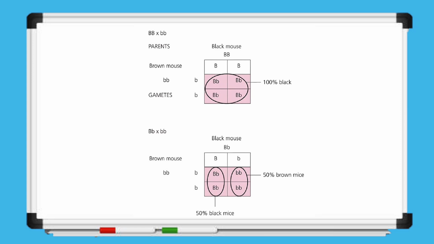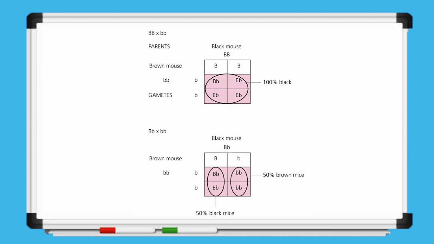In contrast, the heterozygous parent produces 2 types of gametes, one carrying the dominant allele and one carrying the recessive allele, while the brown parent produces only recessive gametes. When these combine, half of the offspring become heterozygous and show black fur, while the other half become homozygous recessive and show brown fur. This gives a 1-to-1 ratio, meaning 50% black and 50% brown.